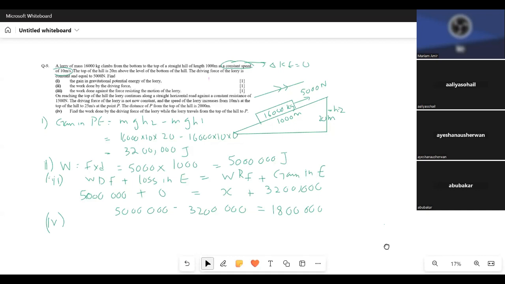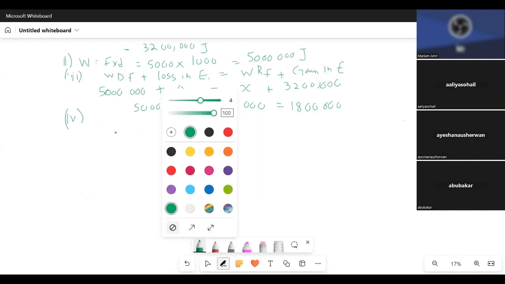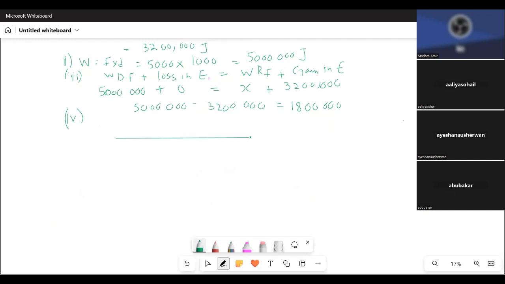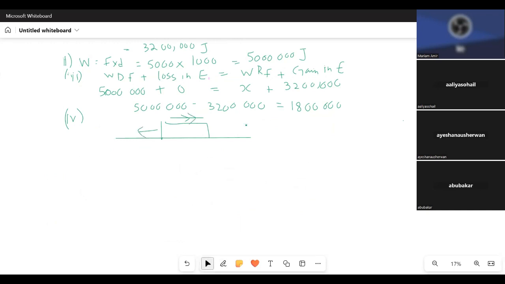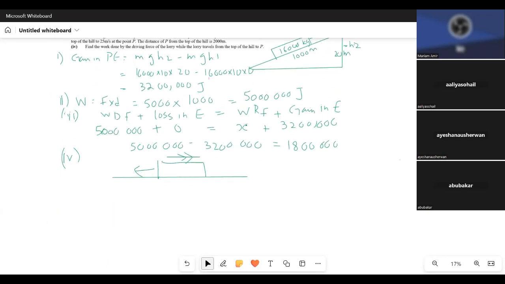On reaching the top of the hill, the lorry continues along a straight horizontal road against a constant resisting force of 1500 newtons. Okay, so at the top the surface is now horizontal and the lorry is still moving, and the resisting force has been given, which is 1500 newtons.